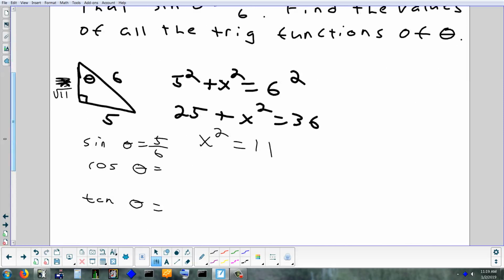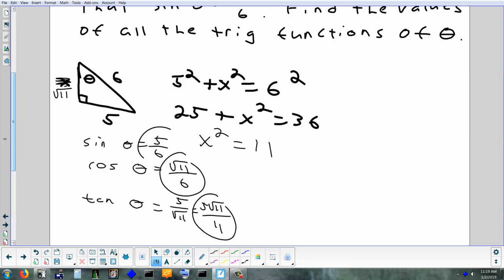How about the cosine? Square root of 11 over 6. And how about my tangent? Yeah, 5 over root 11, which equals 5 root 11 over 11. Perfect.